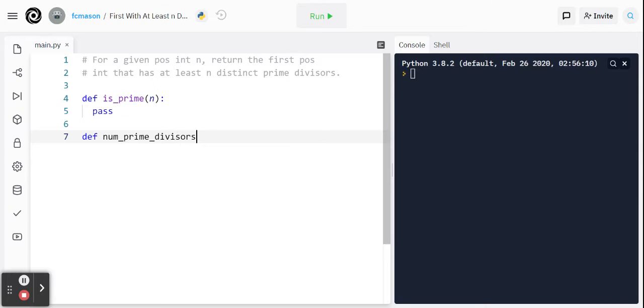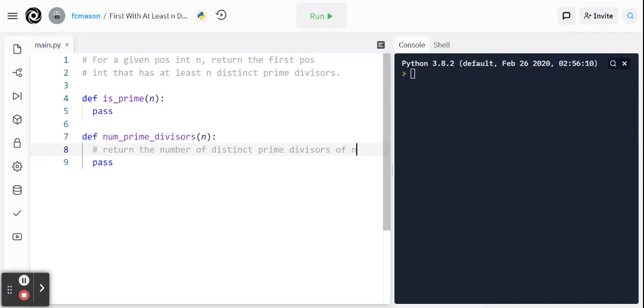We'll also write a function called the number of prime divisors for some input number n, and it will return, I'll comment this to make sure it's clear, the number of distinct prime divisors of n. Oh, and I should make a comment here about distinct. Maybe that wasn't clear before.